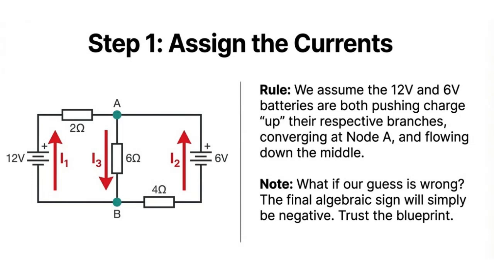If our initial guess about the current direction turns out to be wrong, the algebraic sign of the result will simply be negative, which just means the current flows the opposite way. So we can rely on this approach as a reliable starting point for analyzing the circuit.